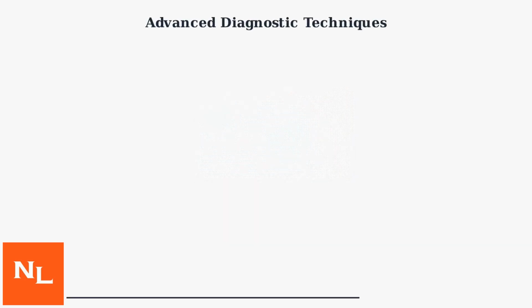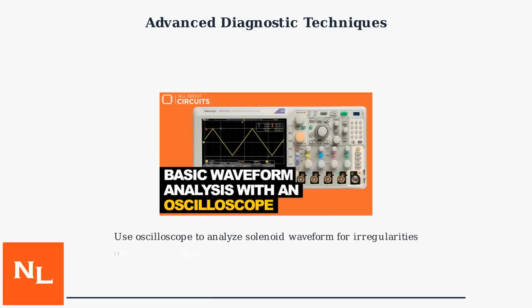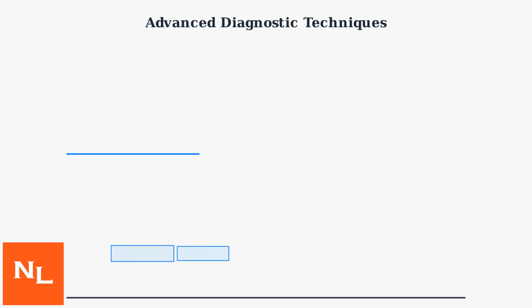When basic diagnostics don't reveal the cause of the P0028 code, advanced techniques become essential. These methods provide deeper insights into the solenoid's operation and related systems. An oscilloscope is a powerful tool for analyzing the solenoid's electrical waveform. Connect the oscilloscope probes to the solenoid circuit and observe the signal pattern. Look for irregularities such as distorted waves, incorrect amplitude, or timing issues that indicate solenoid malfunction. This real-time analysis can pinpoint circuit problems that multimeter checks might miss.